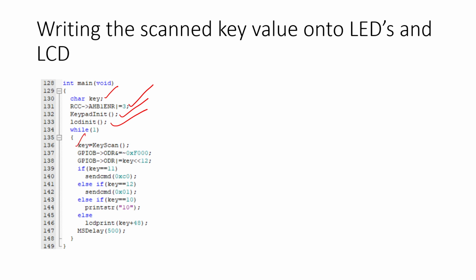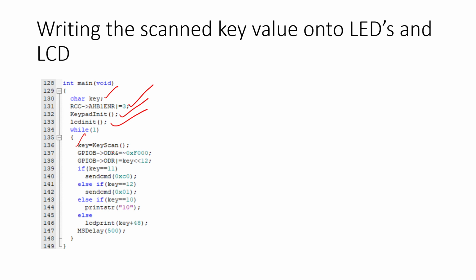The first line is scanning the key: key is assigned with KeyScan. So we will wait here until someone presses a key. If someone presses a key, the while loop that we have internally in the key scan driver function will break, and the key will be read and returned from the function.